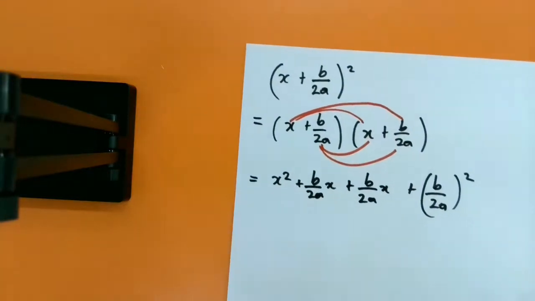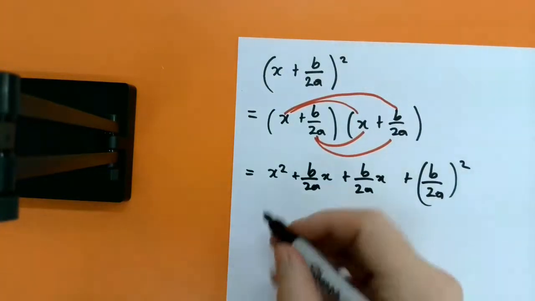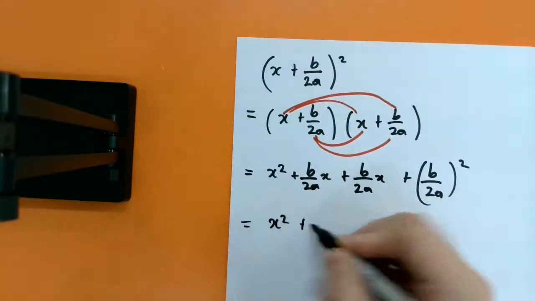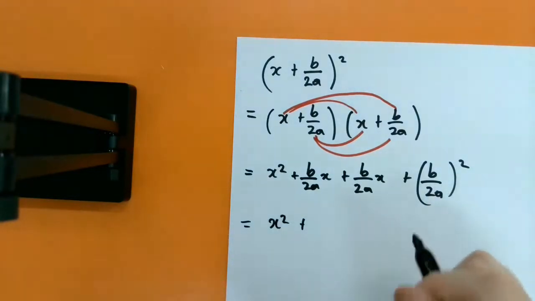Okay, so nothing too tricky so far. You'll notice if we combine the like terms in the centre, this is equal to x squared plus, and I'm going to not join them up the way that you might think.